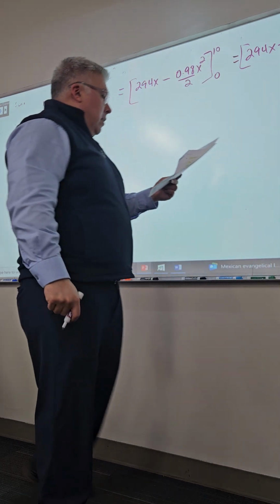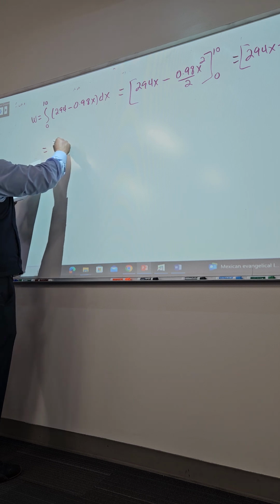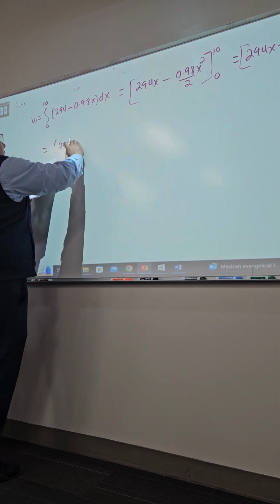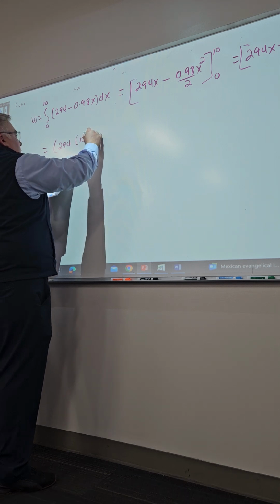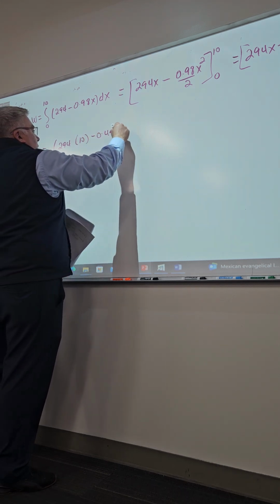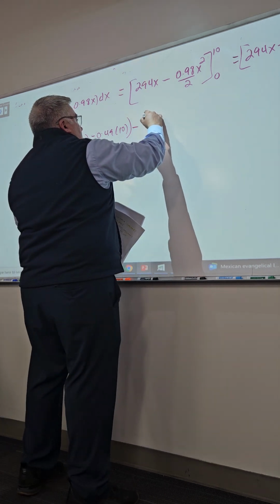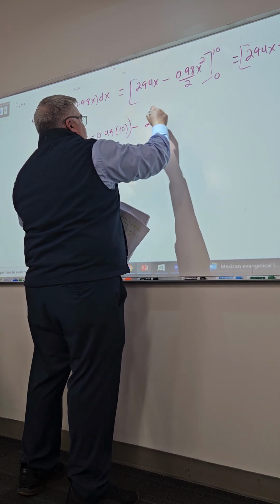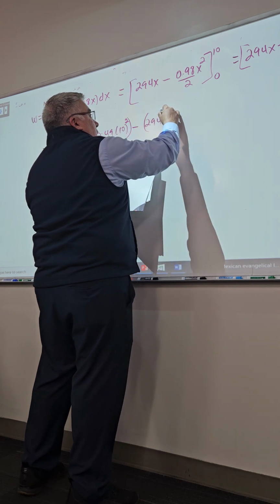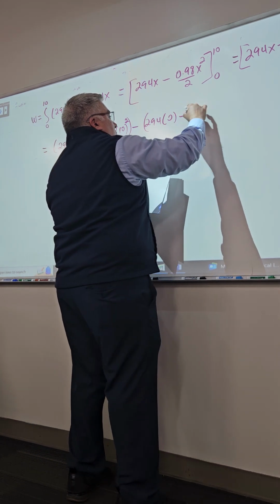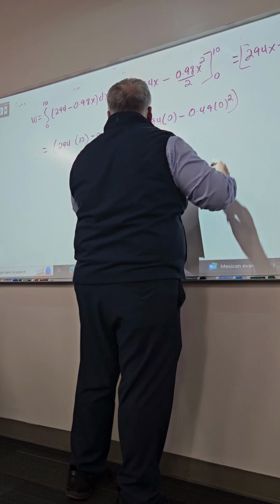And then we plug in our numbers. So it's going to be 294 times 10 minus 0.49 times 10, oh, forgot to square the 10. Got to square the 10. Minus, for the lower limit, 294 times 0 minus 0.49 times 0 squared.